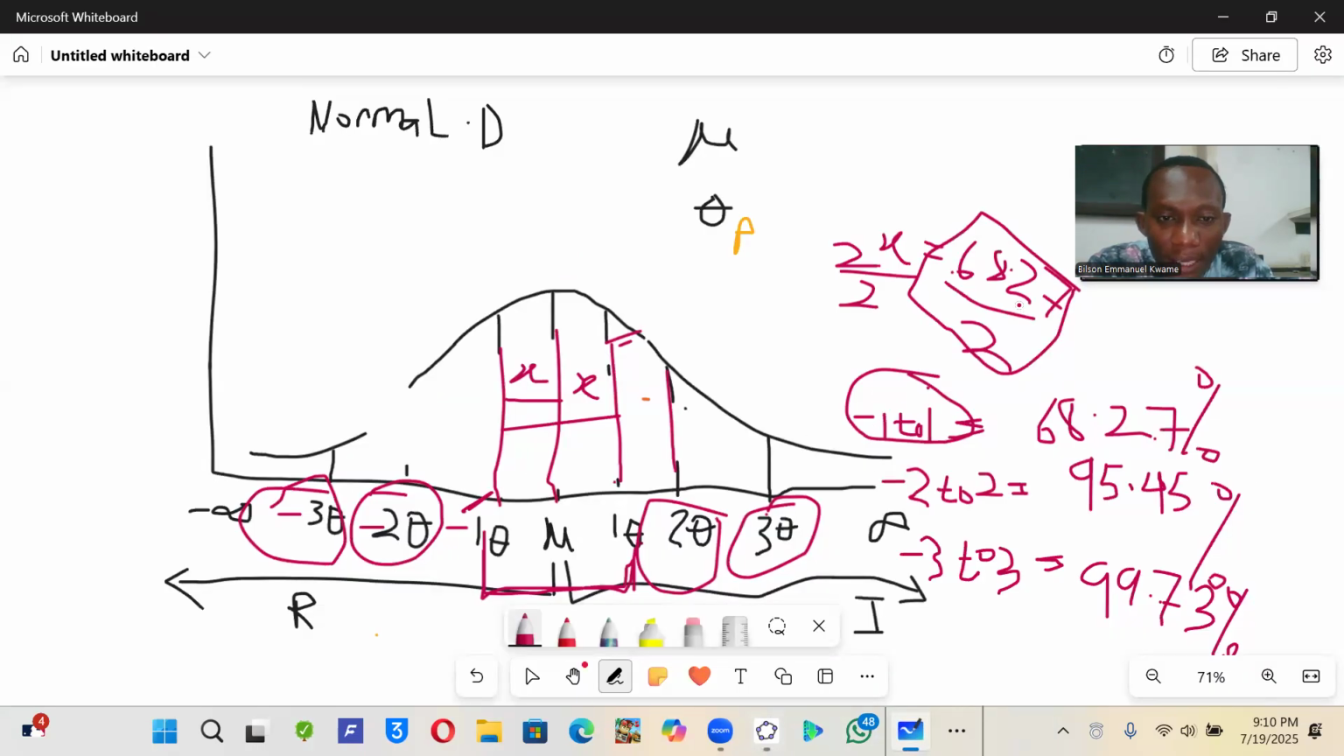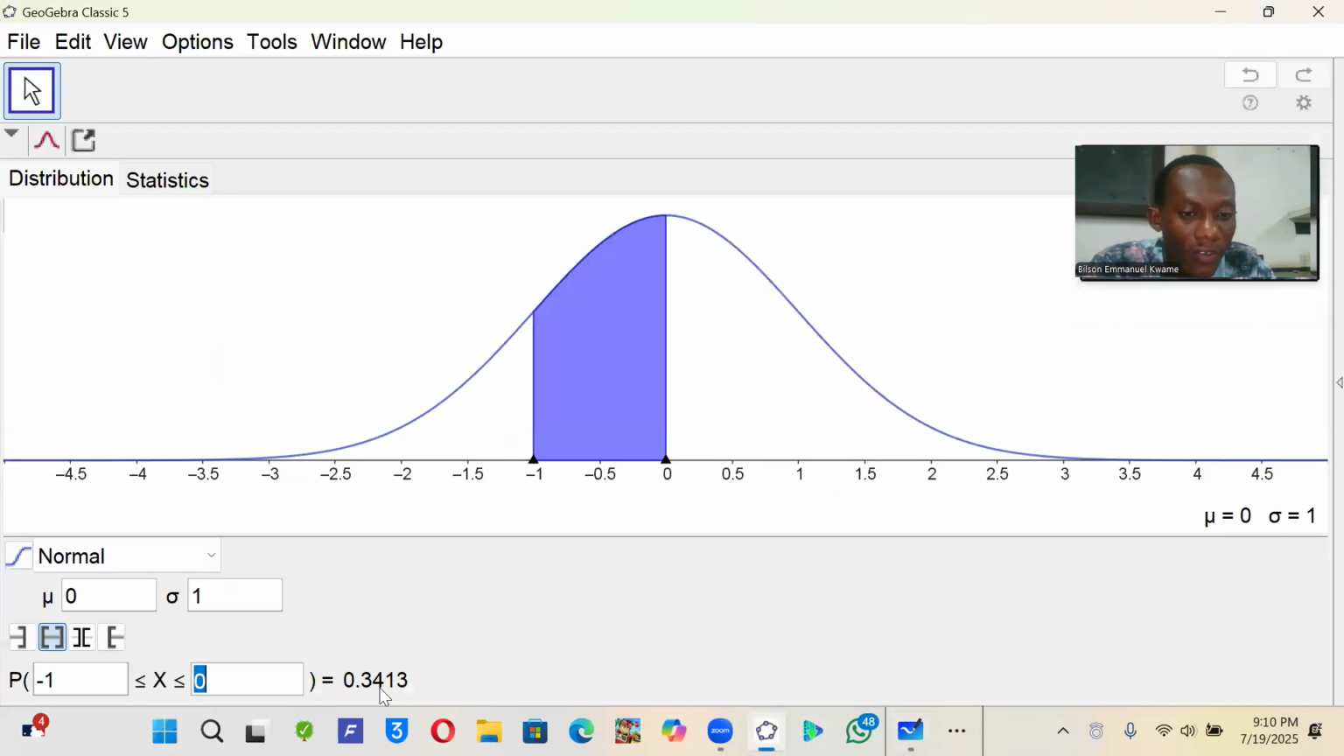So what really happened? The distance from -1 to 1, because the whole curve is symmetric, means the distance from here to here is the same as from here to here. So if I only want the region from -1 to the mu, I just have to divide the entire region by 2. And that is what is giving me the 34.13 in percentage.